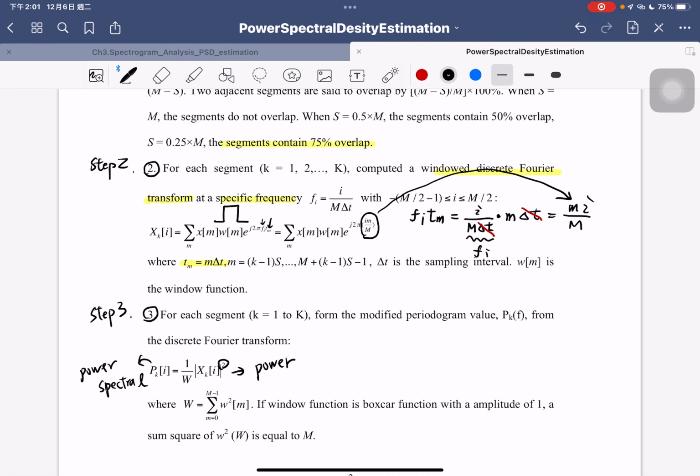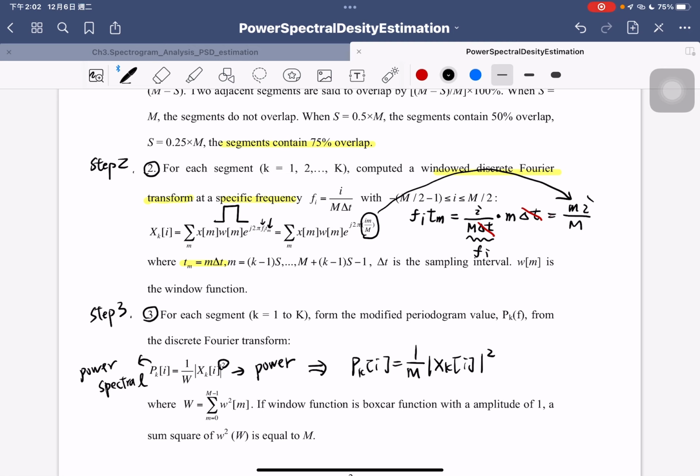So we can rewrite the equation here. P_k of frequency will equal to 1 over N times the spectrum power here. I just replace the W by the capital N, and N is the total data points for each segment. So step 3 just computes the power spectrum because we can see the power here. Following step 1 to step 3, finally we already have the power spectrum.